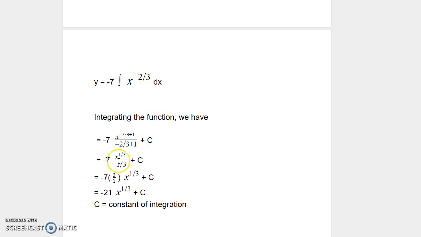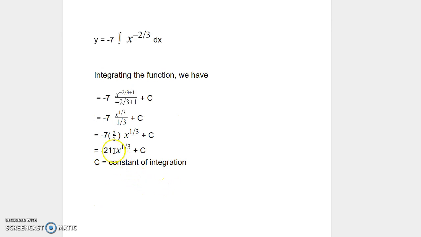We are using the power rule here. So when we simplify it some more, -7 times x to the power of -2 over 3 plus 1 becomes x to the power of 1 over 3, and in the denominator we have -2 over 3 plus 1, which simplifies to 1 over 3, and then we add the constant of integration c. Now, when we simplify some more, -7 times, in the denominator we have 1 over 3, and that converts to 3 over 1 on this side of the expression. And then we have in the numerator x to the power of 1 over 3, and then we add the constant of integration plus c.